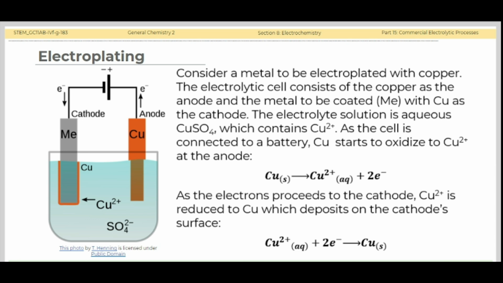The electrolytic cell consists of copper as the anode and the metal to be coated as the cathode. The electrolyte solution is aqueous copper(II) sulfate, which contains copper(II) ion. As the cell is connected to a battery, copper starts to oxidize to copper(II) ion at the anode. As the electrons proceed to the cathode, copper(II) ion is reduced to copper, which is deposited on the cathode's surface.